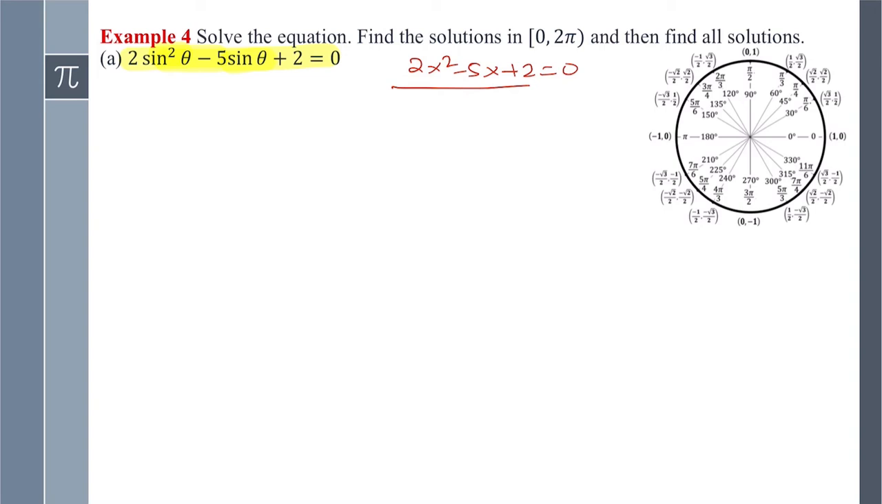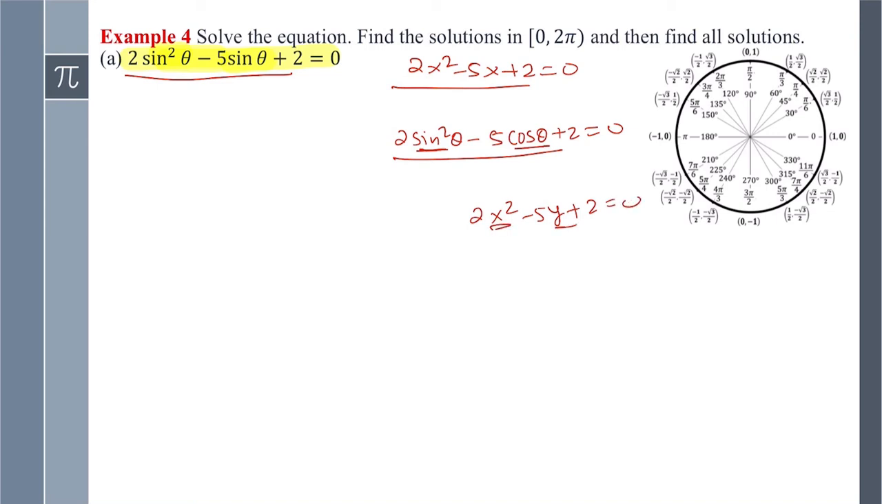One thing we really need to pay attention to is that sometimes you might have a similar equation like 2 sine squared theta minus 5 cosine theta plus 2 equals 0. It is a quadratic equation, but it is not obvious that we can factor and solve it, because these are not the same. We have sine and we have cosine. It's just like having 2x squared minus 5y plus 2 equals 0. You don't have the same variable.